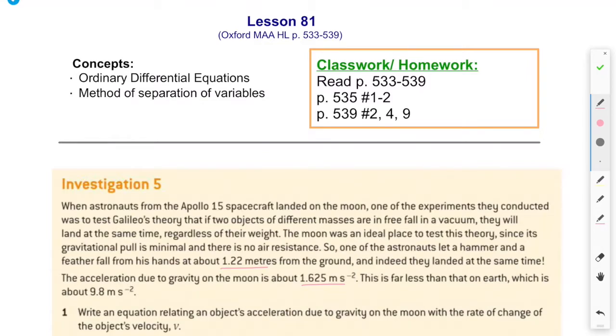Before that, let's take a look at investigation 5. If you prefer to do this on your own, pause the video now.